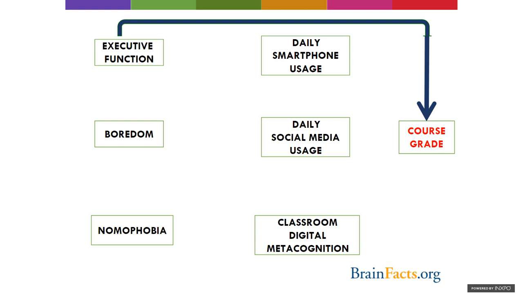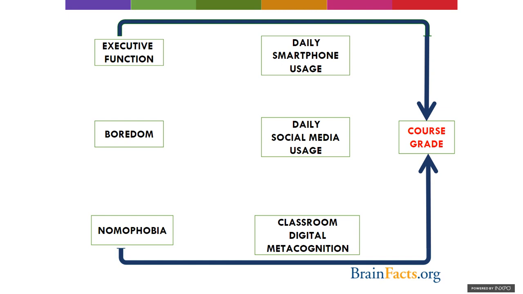If you have a low executive functioning, that directly drives your course grade. Those students who had the lower executive functioning got a lower grade in class. For the nomophobia variable, that anxiety variable, they also got a low grade in class if they had more anxiety. And now we get to boredom. Those who were more bored used more social media, and those who were more bored showed lower classroom digital metacognition, meaning they were less likely to know what to do with their phone in the classroom.